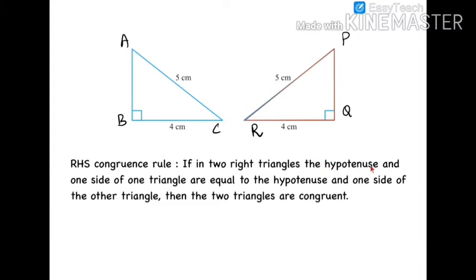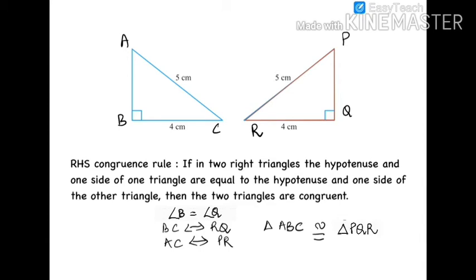If in two right triangles the hypotenuse and one side of one triangle are equal to the hypotenuse and one side of the other triangle, then the two triangles are congruent, and hence we can imply that the remaining angles and sides are also equal. So angle B corresponds to angle Q, BC corresponds to RQ, and AC corresponds to PR. So we can write triangle ABC is congruent to triangle PQR.